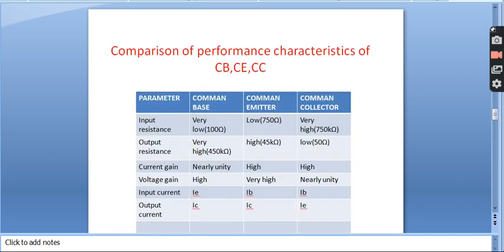Third comparison, a third parameter, that is current gain. In case of common base configuration, the current gain is nearly unity. Common emitter configuration, the current gain is high. In case of common collector, it is also high.